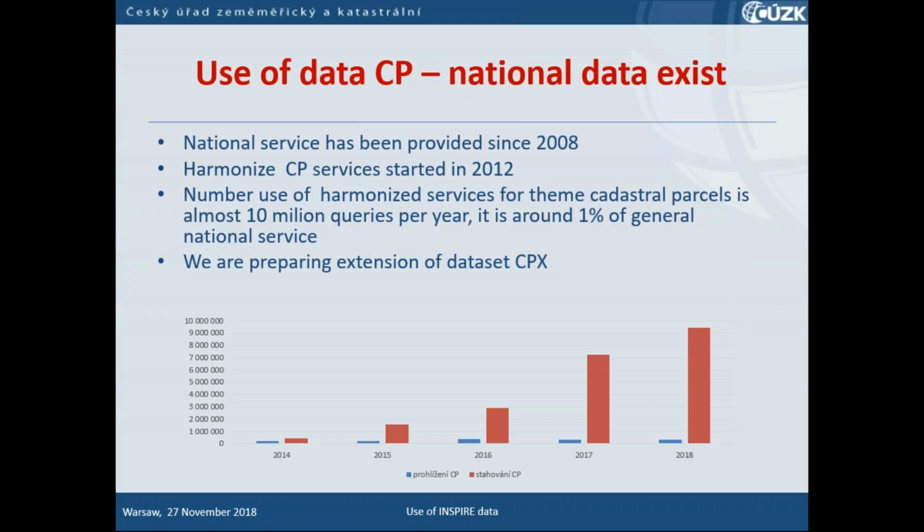There are cadastral parcels. These are harmonized services, view and download. The number of uses of harmonized services of cadastral parcels is almost 10 million queries per year, but it is 1% of national services.